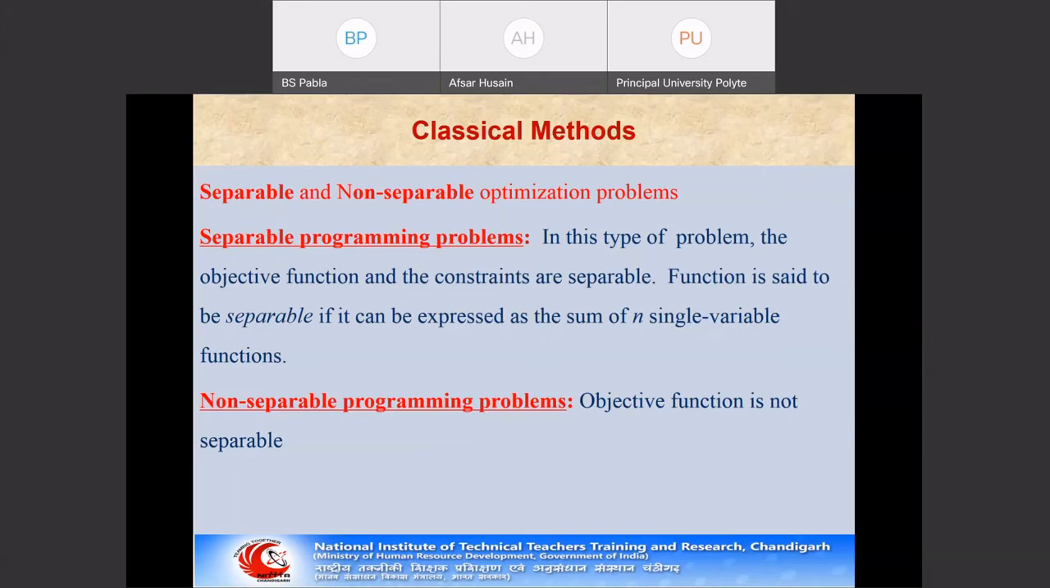Whereas in a non-separable programming problem, the objective function is not separable. That means you have to work with it as x square only. If it is x square, then you have to have it as x square only. You cannot put it into single variable functions.